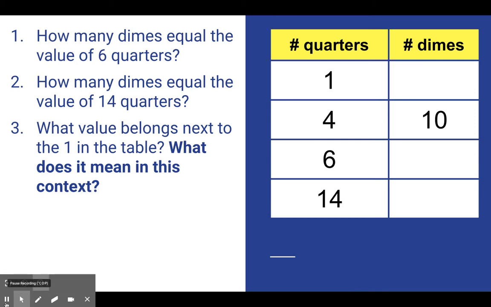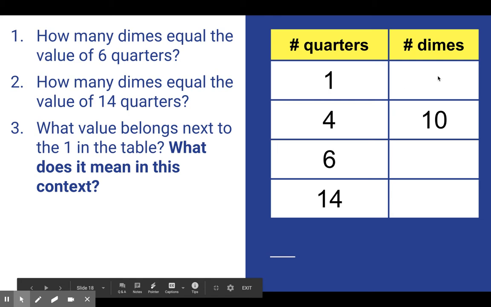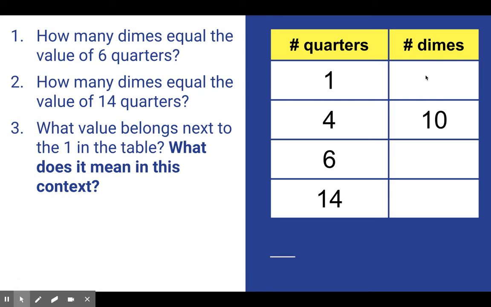Okay. So after your discussion and putting your answers in the chat, hopefully you realized that the number of dimes, or this number that goes next to the 1 in my table, should have been 2.5. And that 2.5 means that 2.5 dimes are worth the same amount as one single quarter.